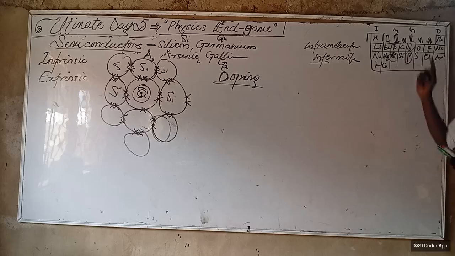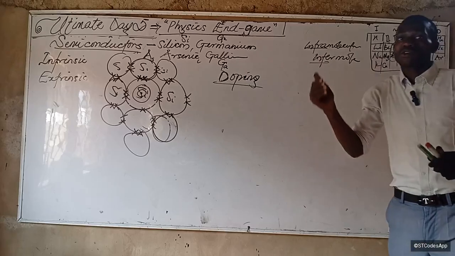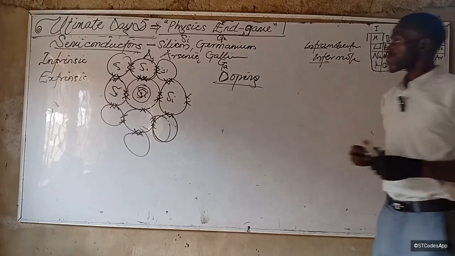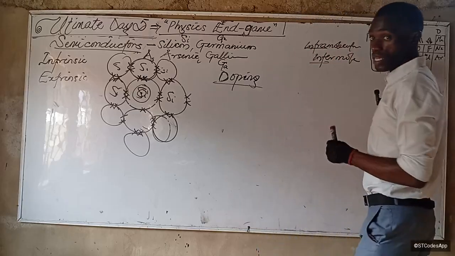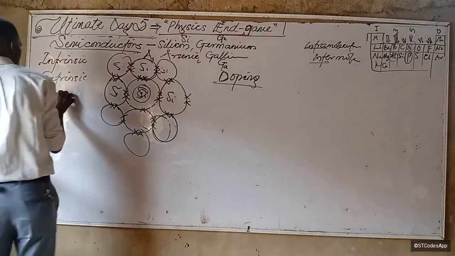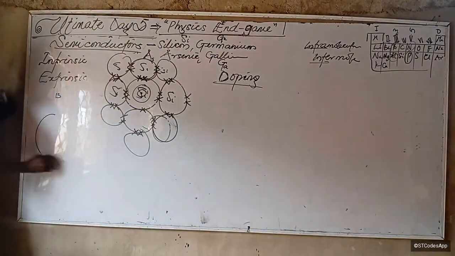If I dope with aluminum or boron, what will exist? Is it more electrons or a hole where there's no electron? A hole, right? So let's show it. For example, let's dope with aluminum. Aluminum is number 13, right? So the octet structure will look like this.